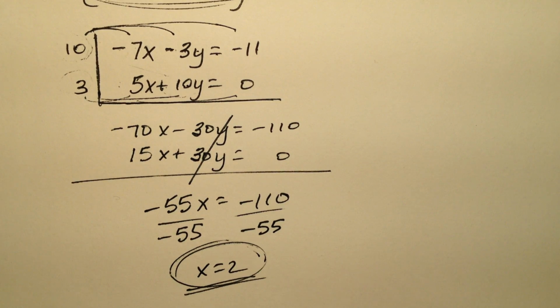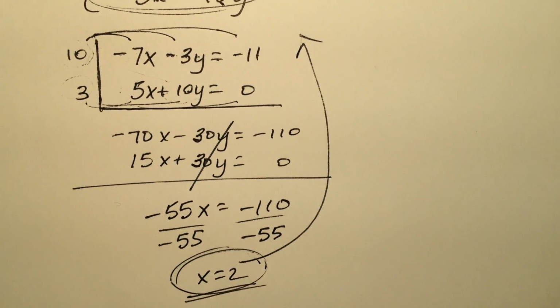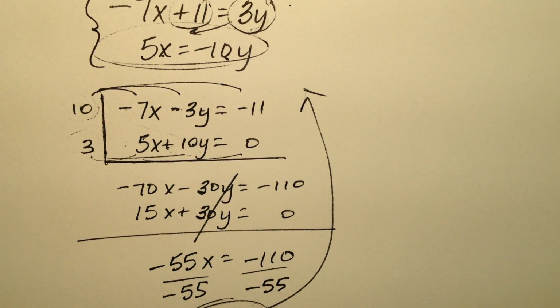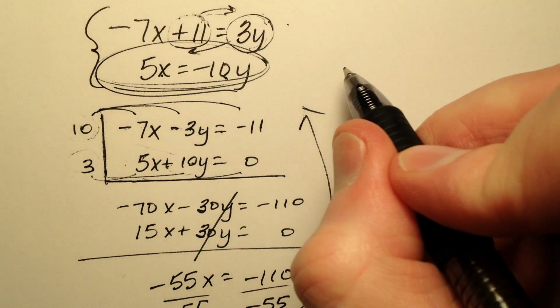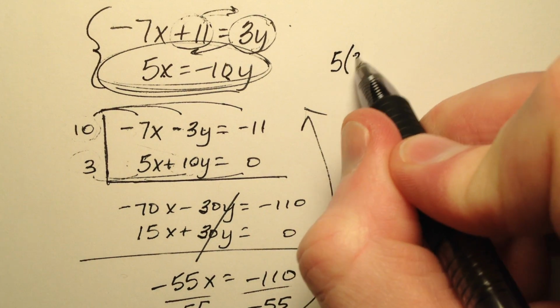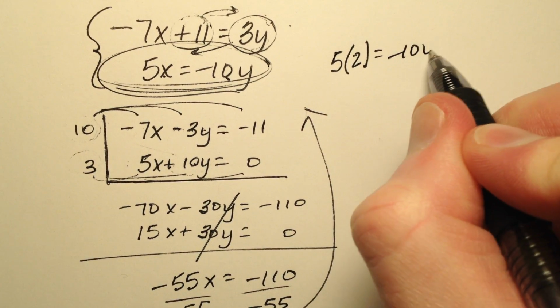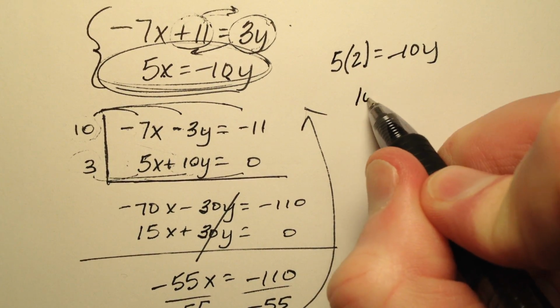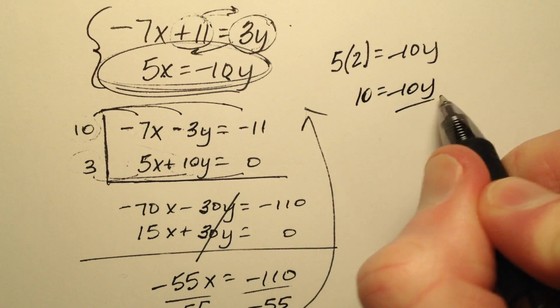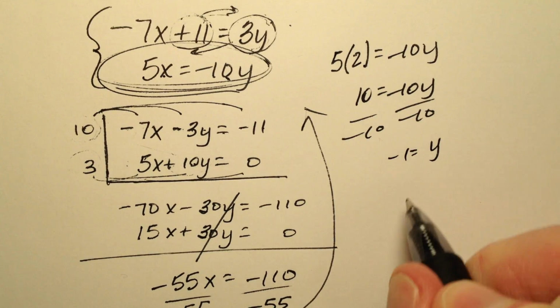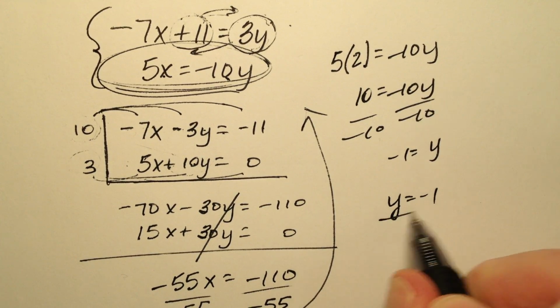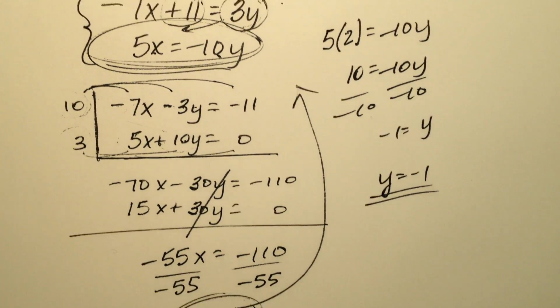So once I know what that value of x is, I'm going to go ahead and plug it back in up here into one of these equations. And let's go into the second equation. So 5x, so 5 times 2 equals negative 10y. So 10 equals negative 10y. So when I divide by 10, it looks like my y is going to be negative 1.